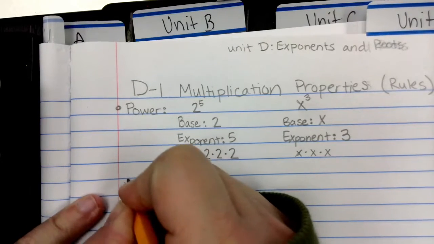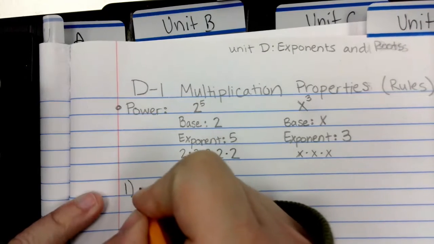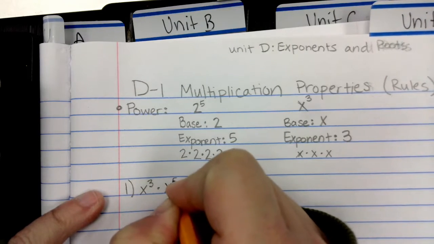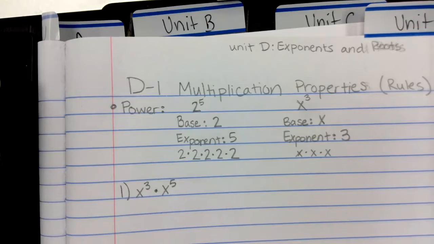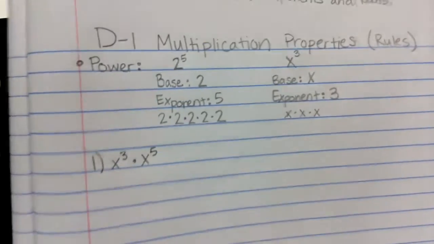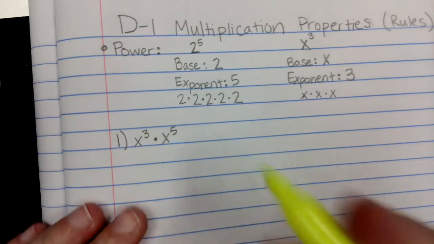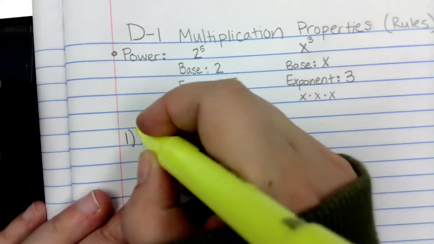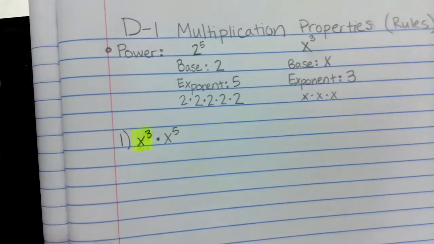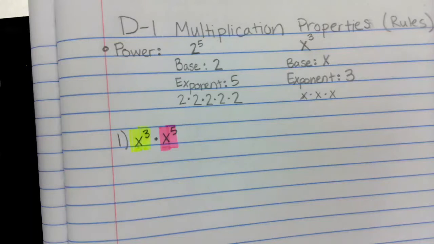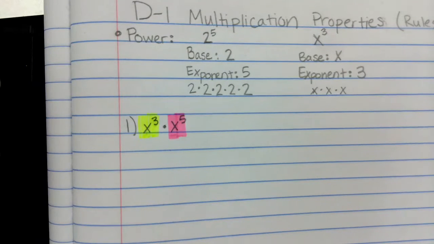Okay, so for number 1, we're going to have x to the 3rd power times x to the 5th power. This is where I'm going to use my highlighters. So if you want highlighters, remember that's okay. They're in your tubs. So let's talk about what that means. X to the 3rd power times x to the 5th power.